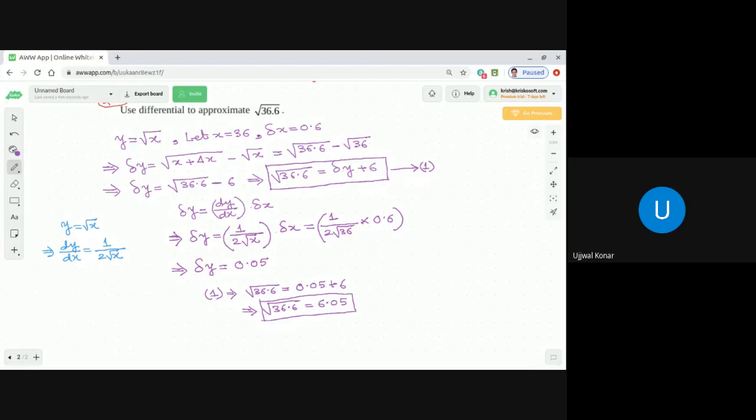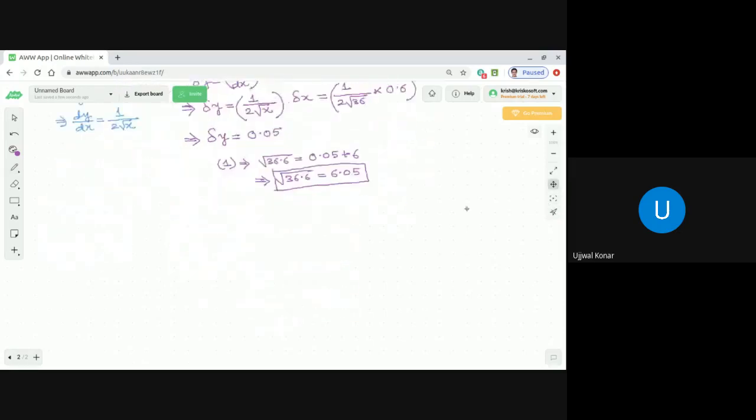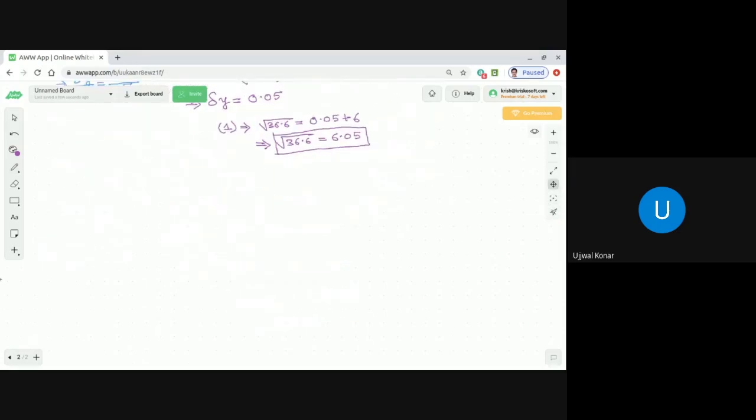Let me take another example to make things more clear. And you need to do some more practice, dear students, so that it will become extremely understandable. So, for example, the next question we are going to take is this one: use differential to approximate 25 power 1 by 3.